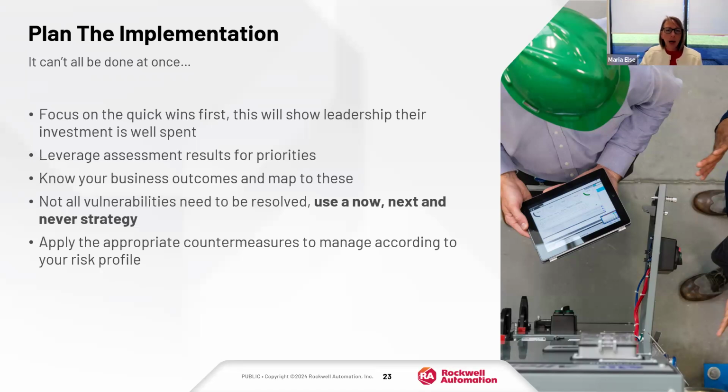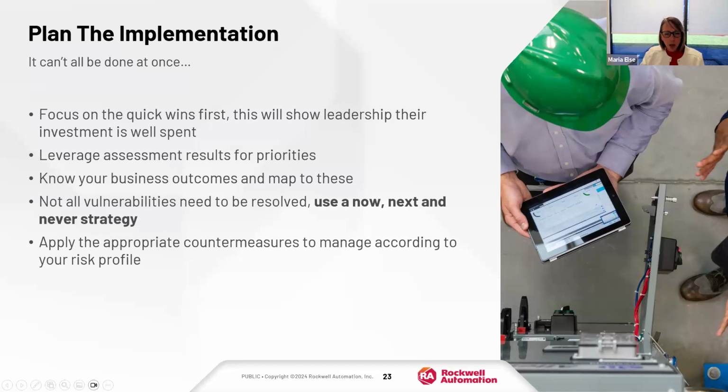So think about action plans and priorities. Use your assessment to get you there. Whoever is conducting your assessment should be able to tell you that if you implement these 3 changes, they're going to take you from this level to this level with the smallest amount of investment. So being able to categorize and invest on your quick wins is going to be key. Leverage your assessment to help you get there, and then align them with your business outcomes and map to these.